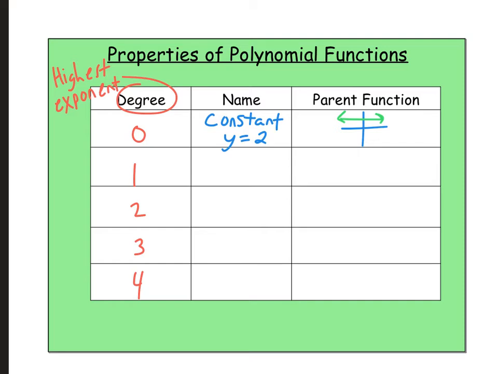Next, I said when the degree is 1, we call those linear functions. The parent function would just be like y equals x. Or you could do transformations of that, y equals mx plus b, which we've seen a ton of in algebra and everything. But without any transformations, the parent function y equals x, of course, is a linear function. That one would have a slope of 1, a y-intercept of 0.